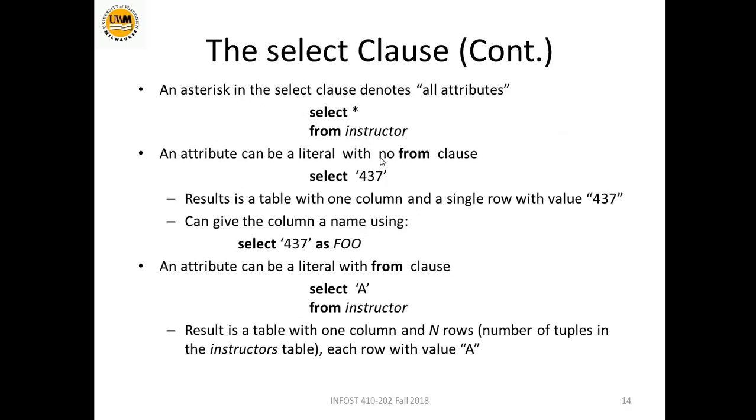If we want to select all the attributes, we can use the star, select star from instructor. If we have literal attributes, what happens is that if I, for example, select A from instructor, it will create one column with n rows. N rows is the number of tuples or records in the instructor table, and each of them will have the value A.